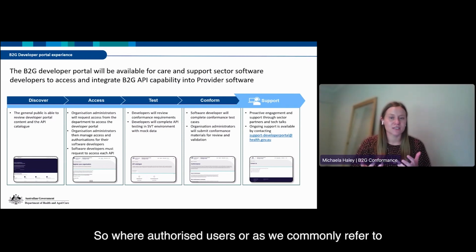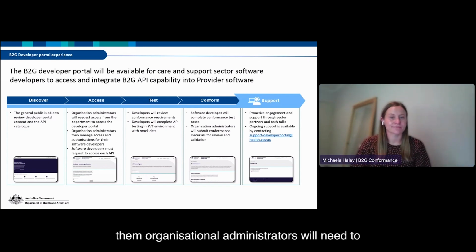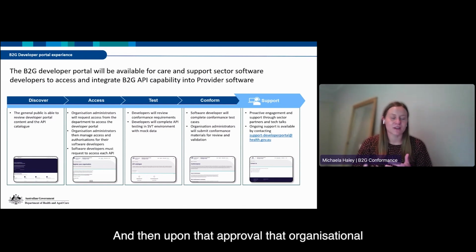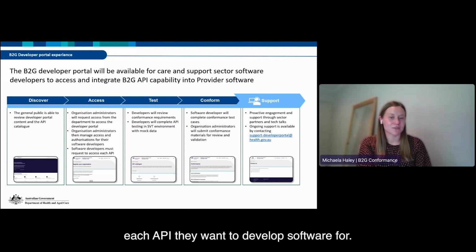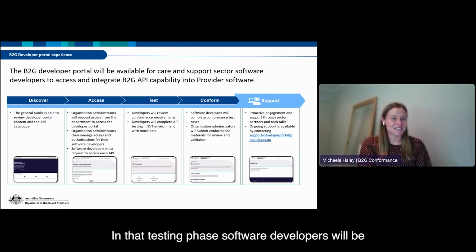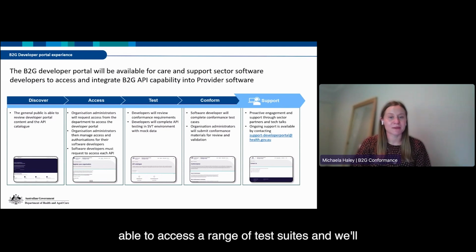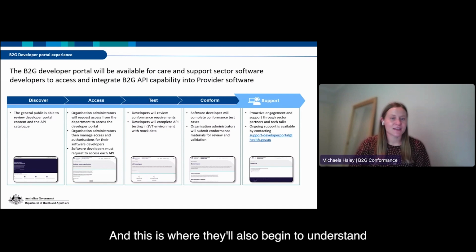Authorized users, or as we commonly refer to them, organizational administrators, will need to request access from the department to gain access for their organization to the developer portal. And then upon that approval, that organizational administrator will manage access for their software developers in the portal. From there, software developers will request access to API testing environments for each API they want to develop software for. In that testing phase, software developers will be able to access a range of test suites and will enable testing with mock endpoints. And this is where they'll also begin to understand those relevant conformance requirements.